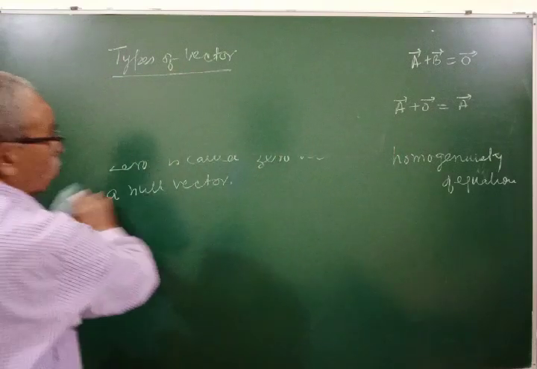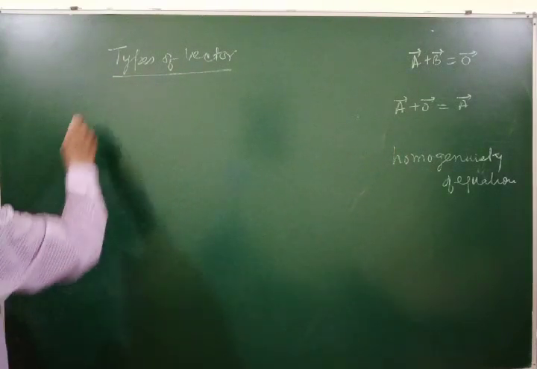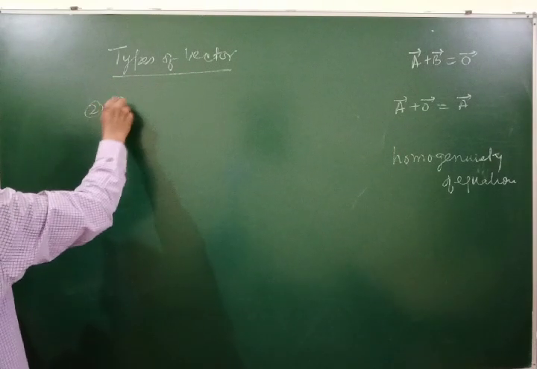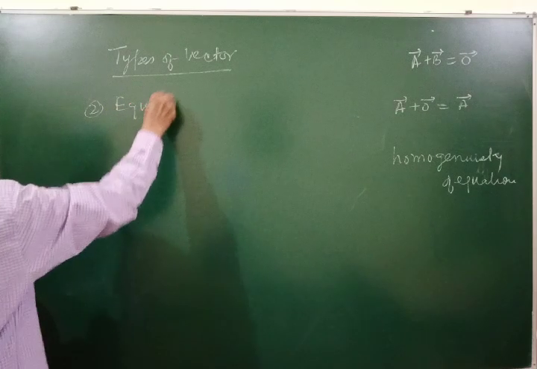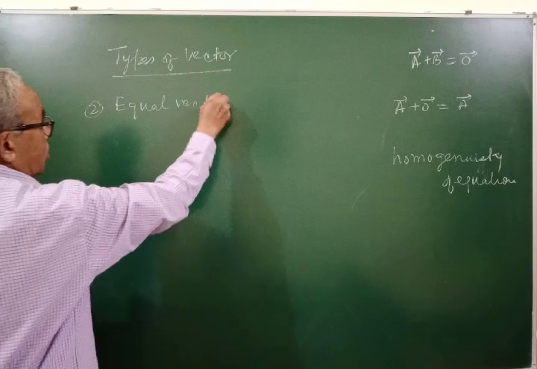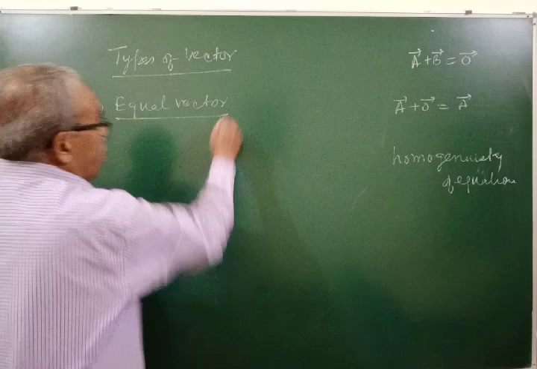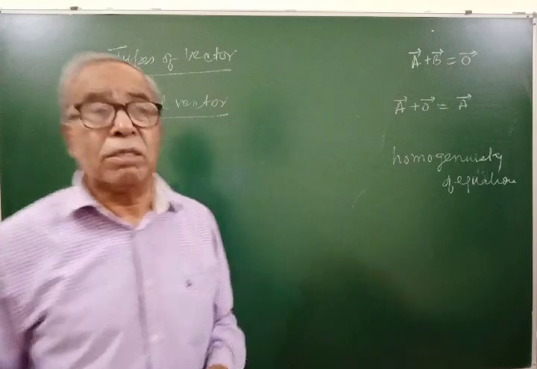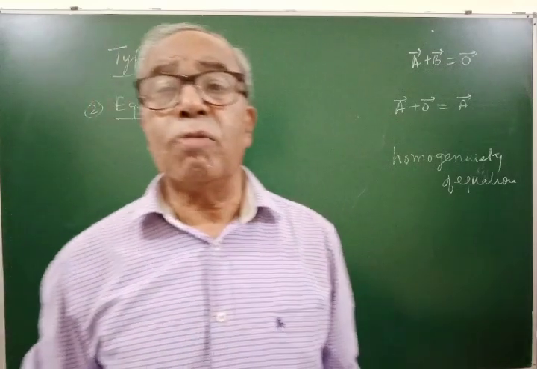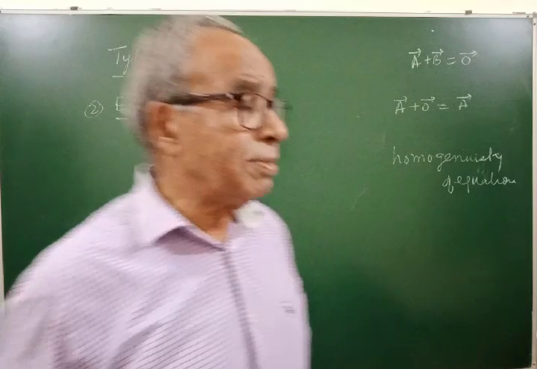Now number 2, I come to equal vectors. I told you vectors have magnitude and direction. Two things are required for representing a vector.